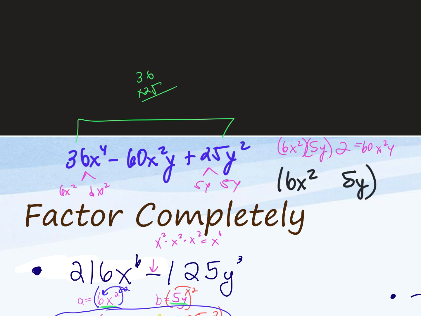So your answer here would be 6x squared, 5y, and what's the sign in the middle? It's negative because the 60 is negative. And then you would write it quantity squared. Some of you want to write the same parenthesis twice. That's fine, but be careful.